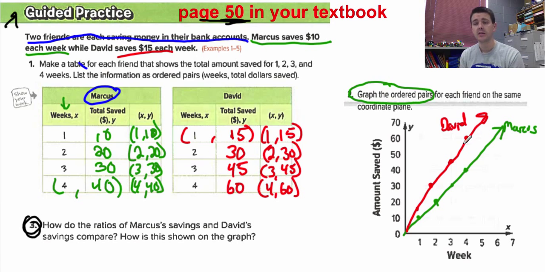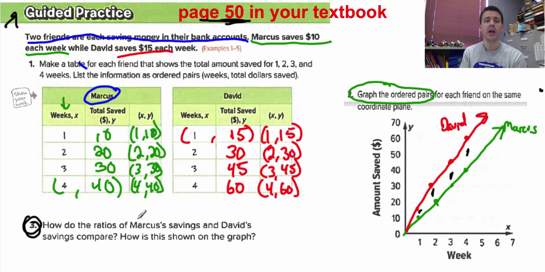Yes, David's is higher. But do you notice how they started out really close and then got a little farther away and a little farther away? Notice how David's is getting farther and farther. If we were to go way up here, David would be over here and Marcus would be somewhere like over here. It's a huge difference.